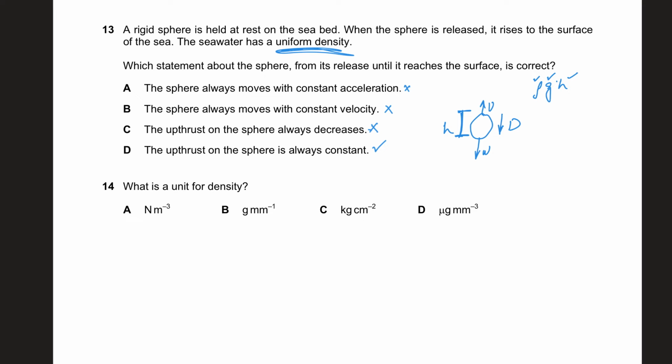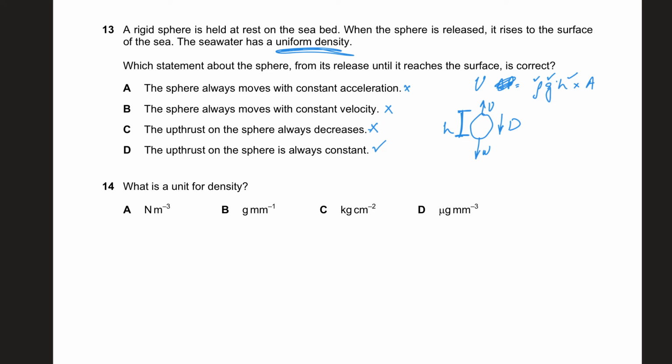And when I said upthrust earlier, I know this is basically the formula for pressure difference, and that is what we use to calculate upthrust. We multiply that by the cross-sectional area to get the upthrust. So upthrust is constant. Question number 14 says, what is a unit for density? Newtons per meter cube. Is that the unit for density?